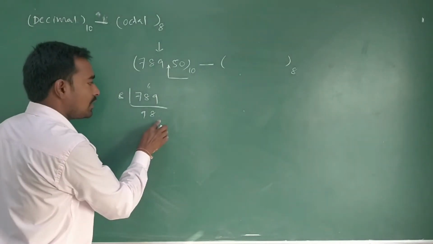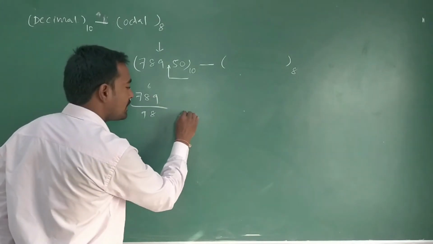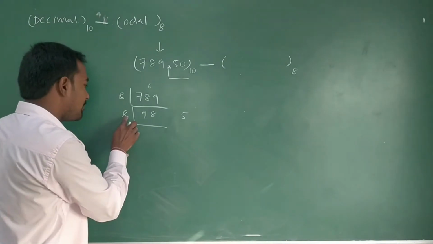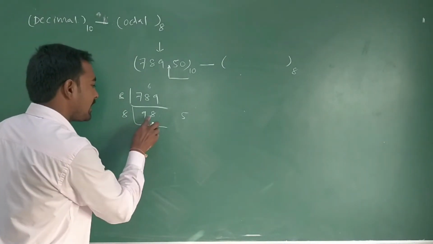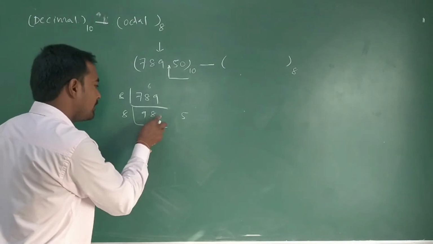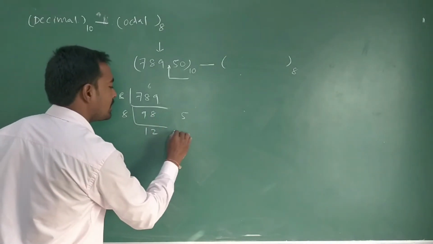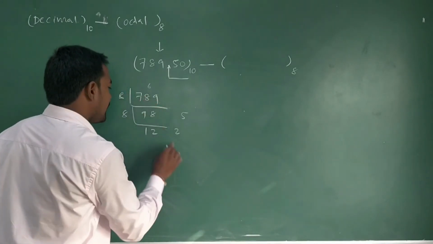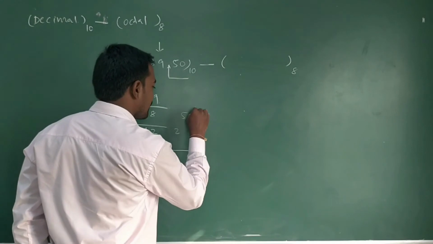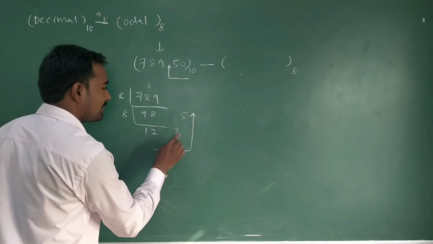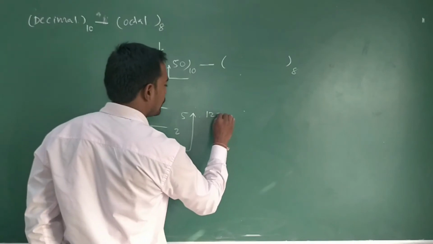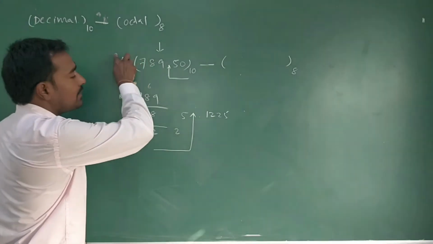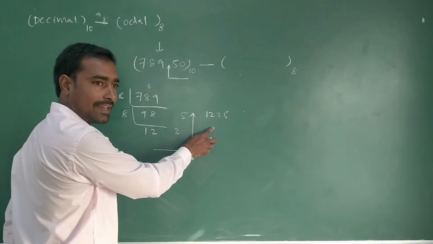8 8s are 64, and we have the remainder 5, and again 98 will be divided by 8: 8 ones are 8 and the remainder is 1, so we have 12, and 8 2s are 16. So here we have the remainder 2. So this 789 will be taken from down to up, and this is 1425 in octal, and this is the octal equivalent of 789 in decimal.